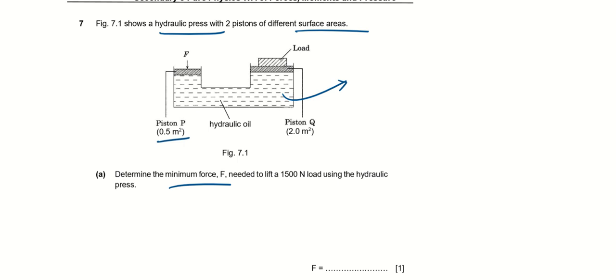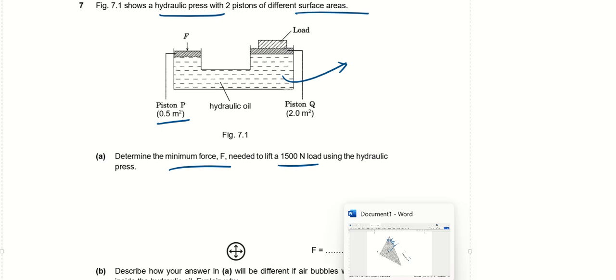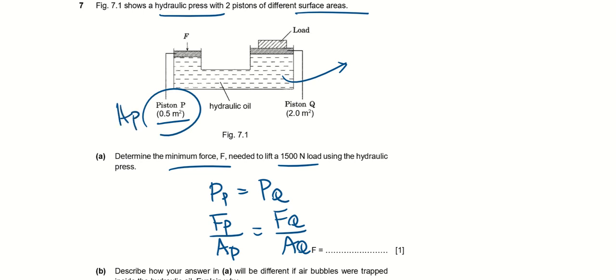Determine the minimum force needed to lift a 1500 Newton load. The way to solve this kind of physics question is to identify what is common between the two cases. The pressure is constant, the same, transmitted equally, so the pressure at P equals the pressure at Q. The pressure formula gives force P over area P equals force Q over area Q. We have area P, and we don't know force P, it is unknown. We have area Q, and the load is 1500, which is equal to my FQ.